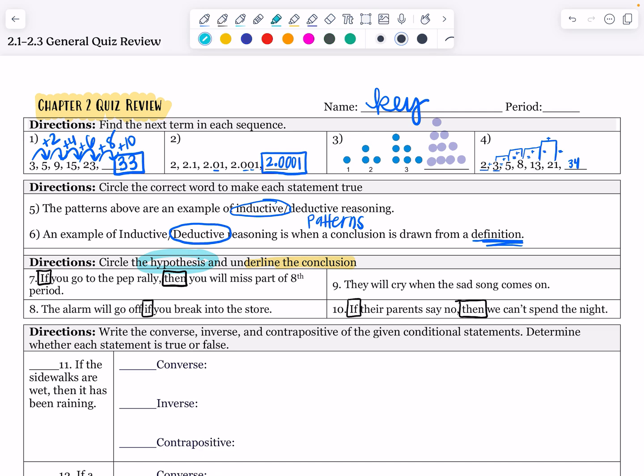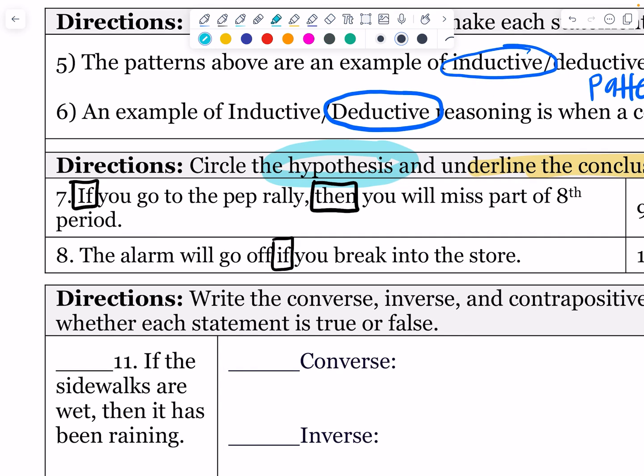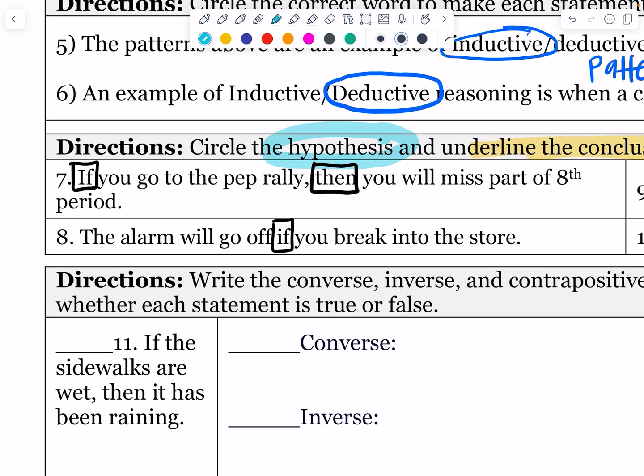All right, so the hypothesis, we're going to zoom in on this number 7 to find the hypothesis. What is our hypothesis? It's the stuff after the word if. You go to the pep rally is our hypothesis. What is our conclusion? Our conclusion is going to be you will miss part of 8th period. That is if we have an afternoon pep rally, just so y'all know. So you will miss part of 8th period.